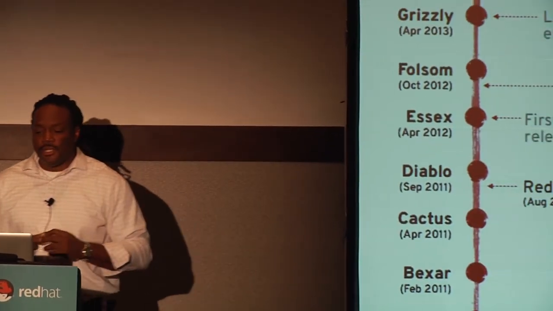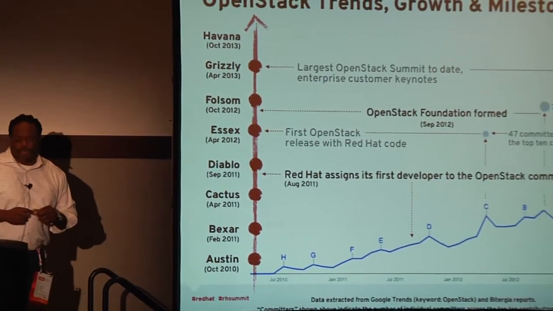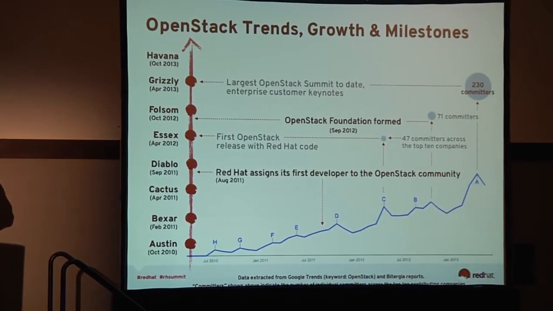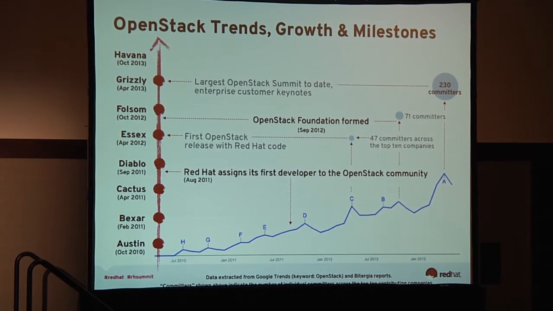So let's talk about the trends and growth. Red Hat assigned its first developer to OpenStack just before Diablo. That was Mark McLoughlin. He's a principal software engineer at Red Hat. He lives in Ireland. He did the talk on OpenStack at the last summit. Essex was the first OpenStack release with Red Hat code.